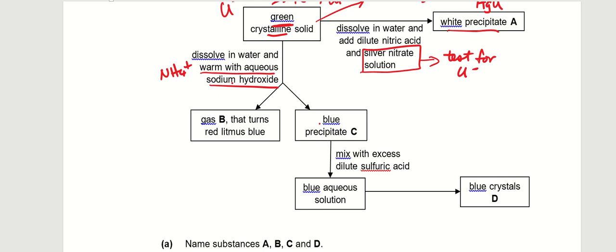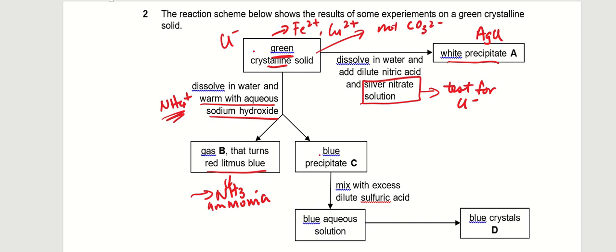Now if we warm with aqueous sodium hydroxide and we get a gas B that turns red litmus paper blue, this gas can only be ammonia gas. Ammonia gas is the only gas in your syllabus that turns red litmus paper blue. So if we get ammonia gas here, we know that the ammonium ion is present in the green crystalline solid.